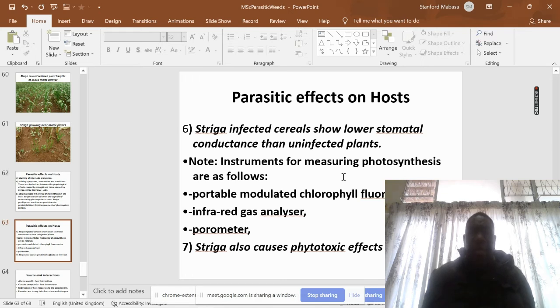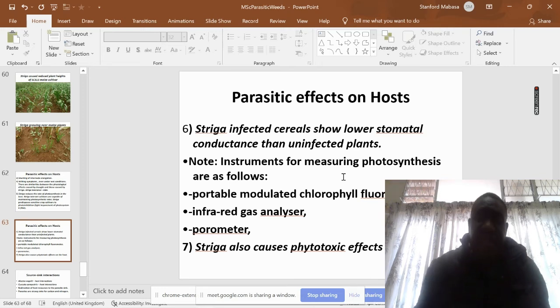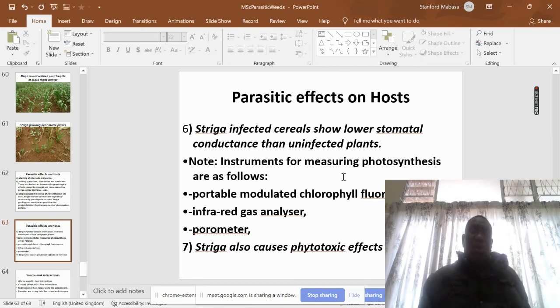Number 7, there is a hypothesis which says that there could be phytotoxic effects, or phytotoxic substances could be supplied by the striga to its host.